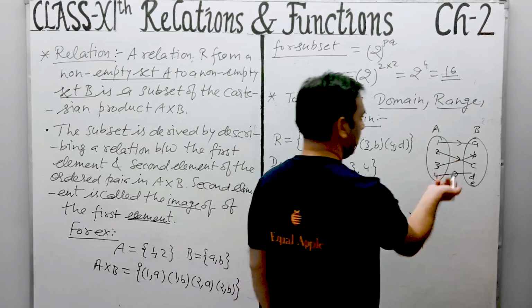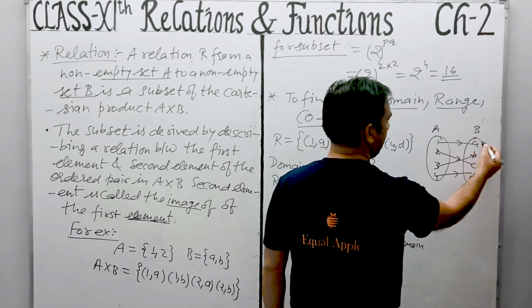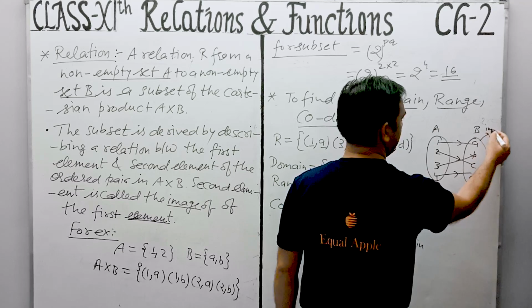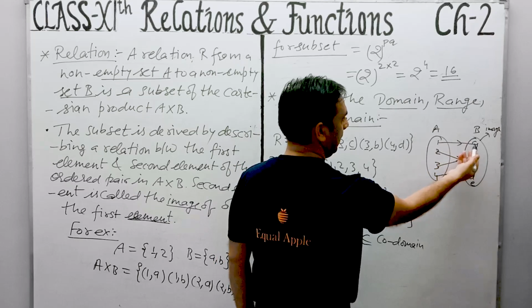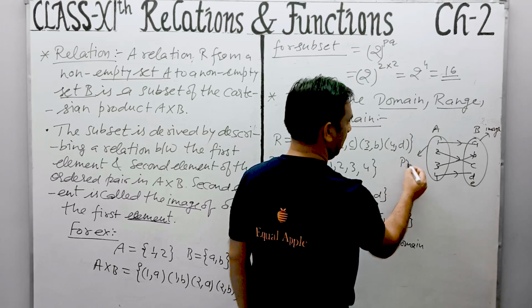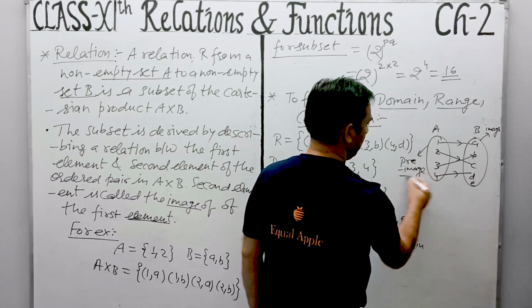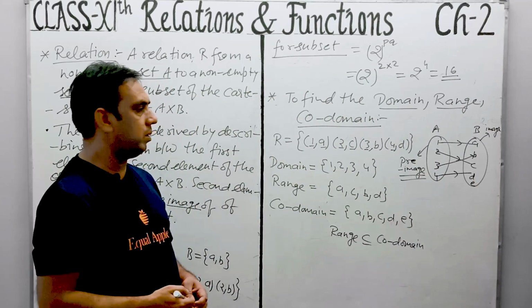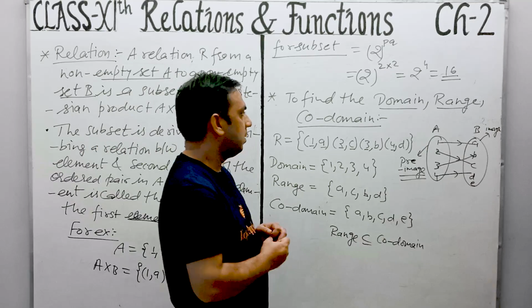Here, one more thing I want to clear: 1 is having an image. These elements are called the image of these elements, and we can say A is having a pre-image, and the element of the domain is called the pre-image, right? So this is an important topic. You need to be clear on domain, range and codomain.